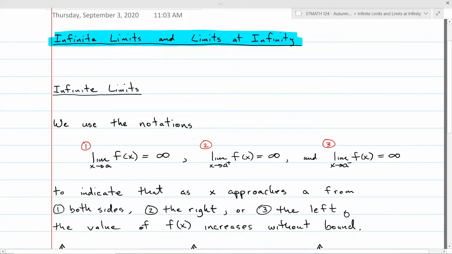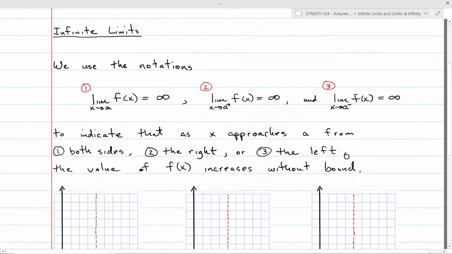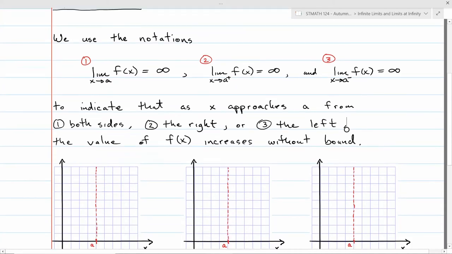Hello. Today's topic is infinite limits and limits at infinity. It's actually two topics. They kind of sound the same, but they're different, of course. We'll start with infinite limits. So this is how we describe it when a function blows up and the numbers start getting really large in the function without any sort of bound.